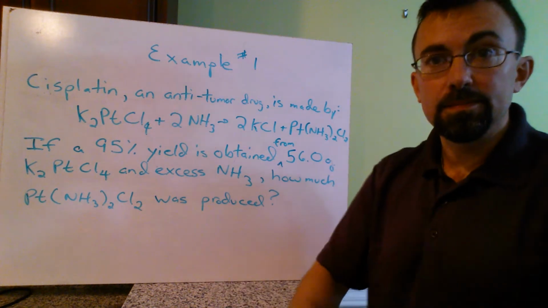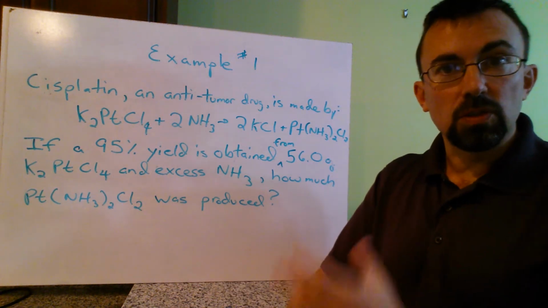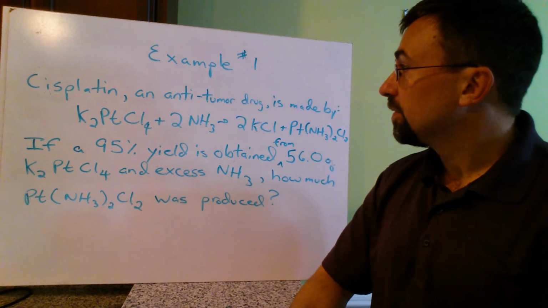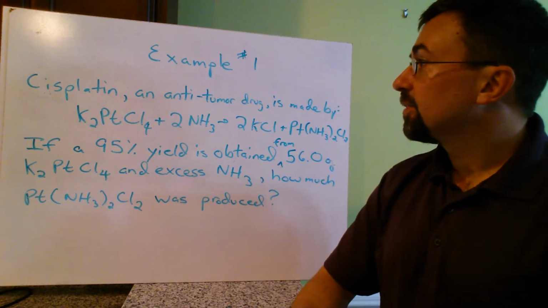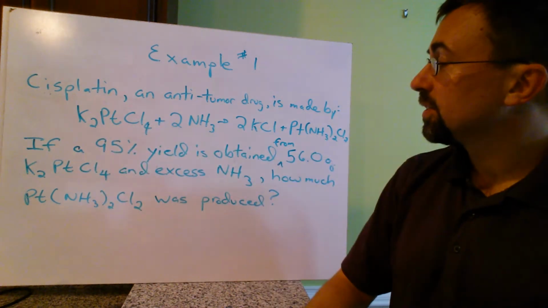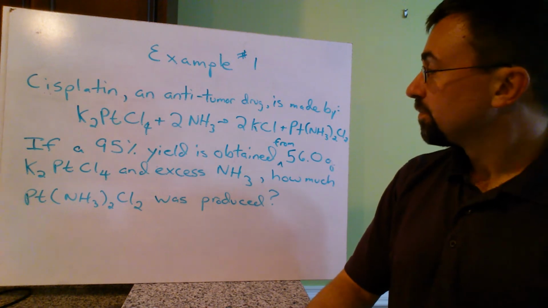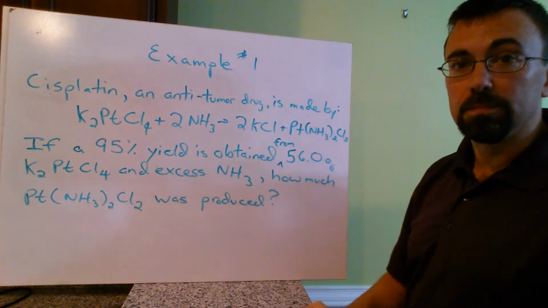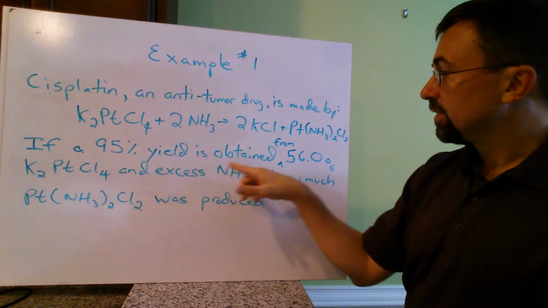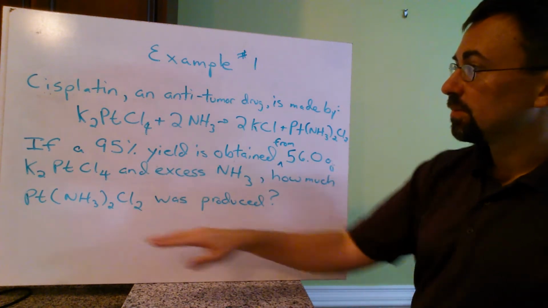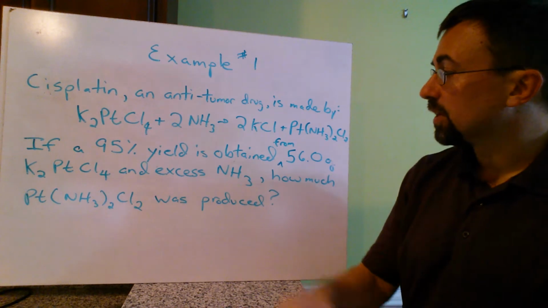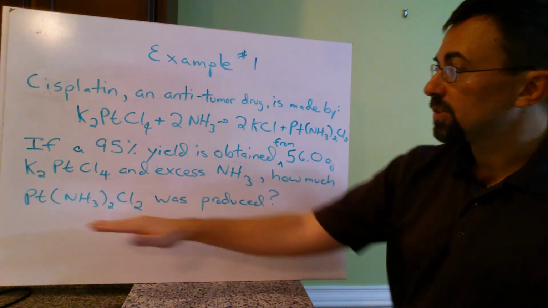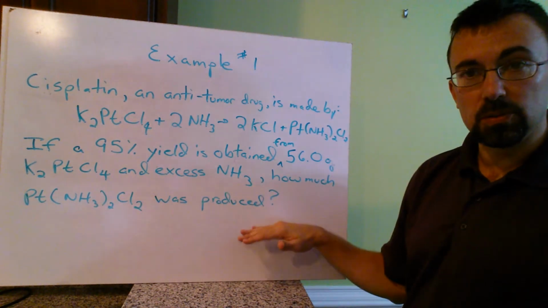Cisplatinum is part of a drug therapy for cancer patients, and it's made from the reaction of potassium platinum chloride plus 2 ammonia, and that gives 2 potassium chlorides and this compound over here. If there's a 95% yield obtained from the reaction of 56 grams of K2PtCl4 and excess ammonia, how much of the cisplatinum would be produced?